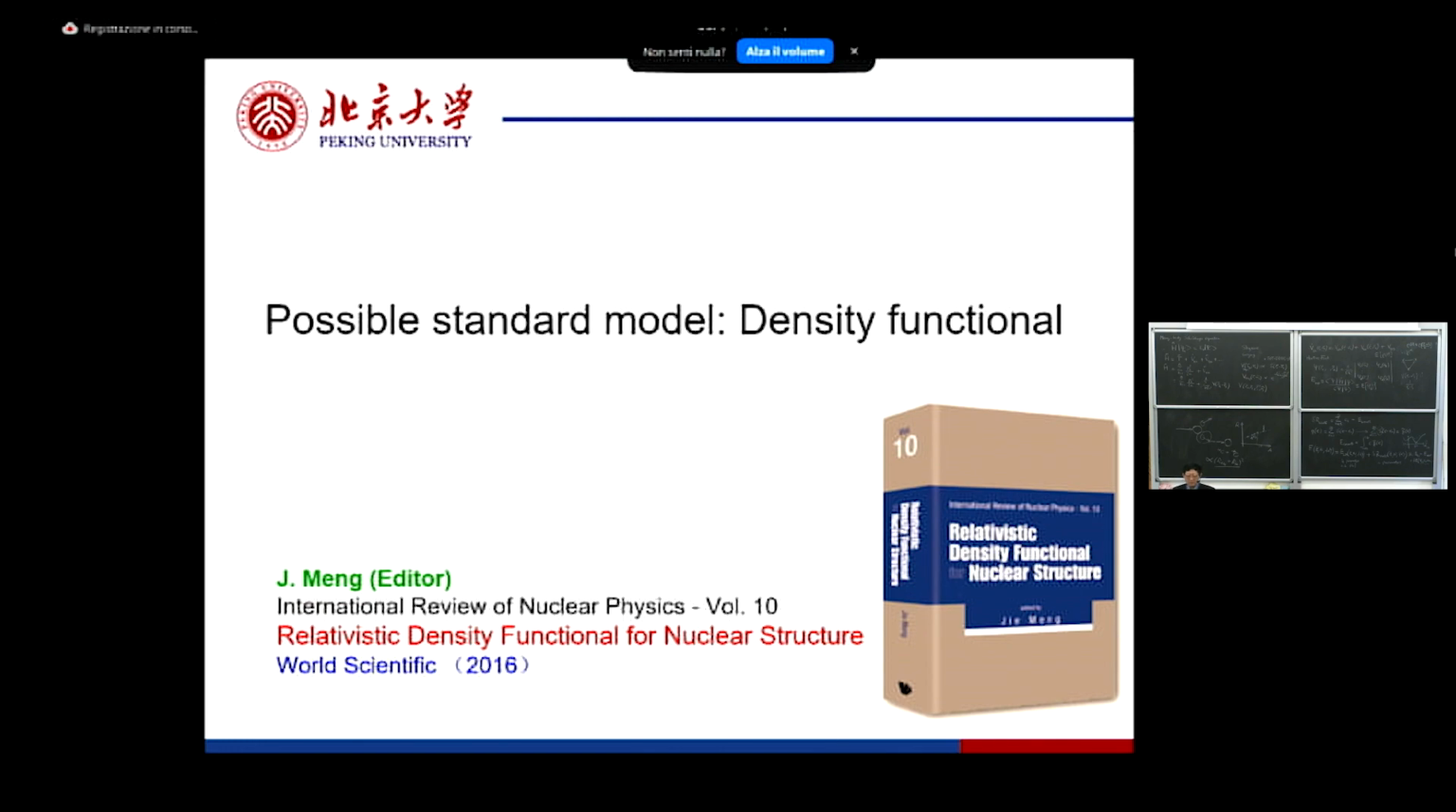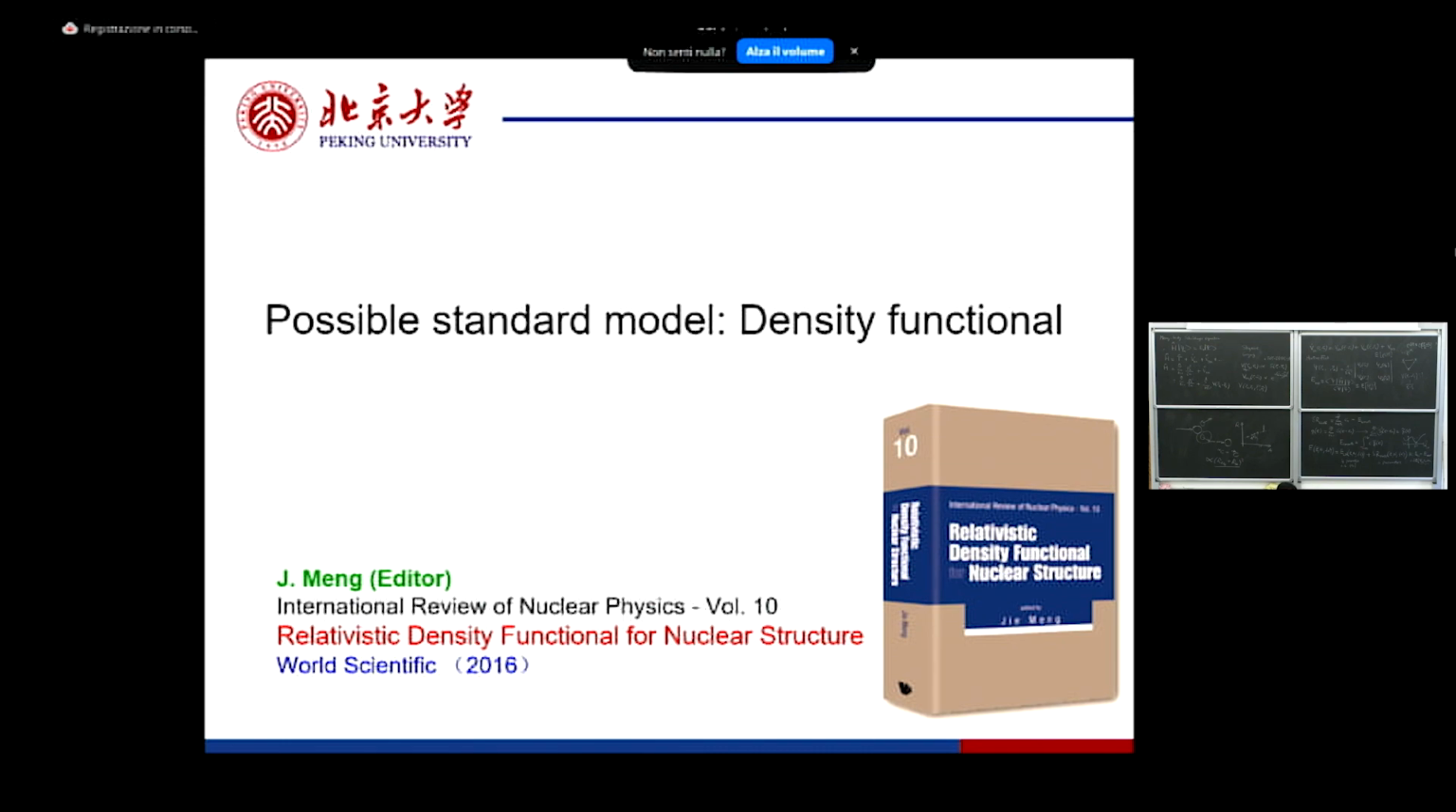building the standard model. And at least for myself, we study the density functional, then we can describe the observation. After having this observation, we also try to improve the relativistic density functional. For example, we can build that connection.